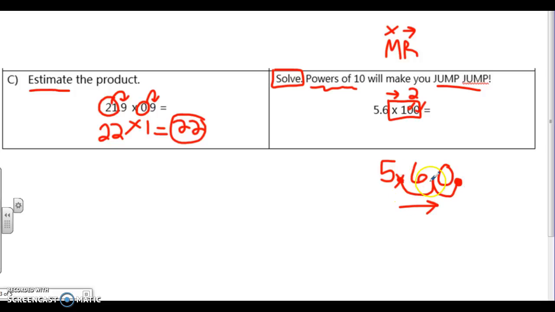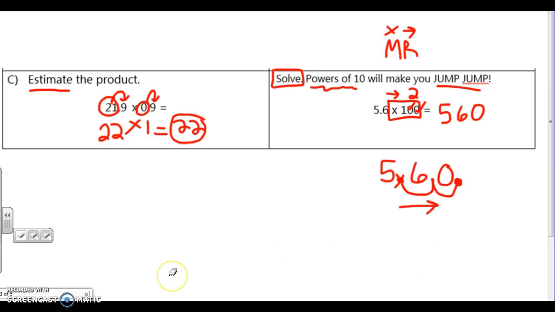So we had 2 jumps, and the decimal point lands here, which gives us a final answer of 5, then 6, then 0, then a decimal point. But since we don't need a decimal point if there's nothing in the decimal universe, I don't need it, because my final answer means 560.